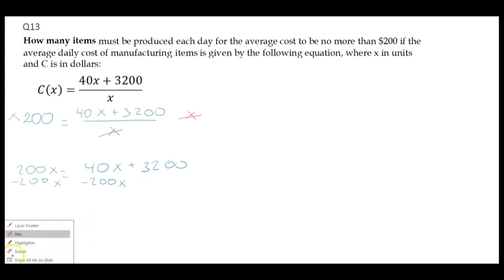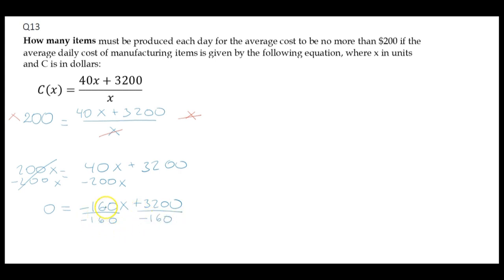Now I'm going to move the 200x to the other side of the equal sign. This cancels. Now here is going to be negative 160x plus 32, and this equals 0. Now I'm going to factor. 160 is a factor of 3,200. So I'm going to pull out a negative 160 as a common factor.